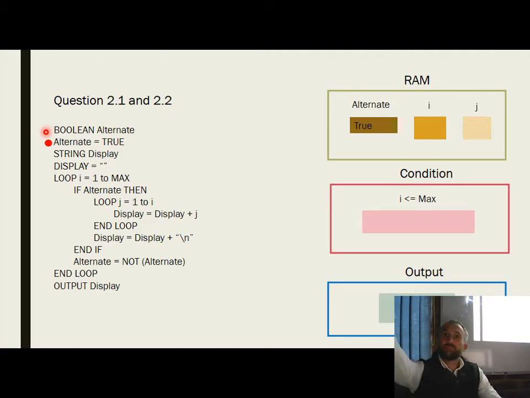Yes. So would Boolean mean that alternate could only be 1 or 0? Yes, in pseudocode we call it true or false, but numerically in RAM it would be a 1 or a 0. So yes, only 2 options, but in pseudocode we refer to it as true if it's a 1 or false if it's a 0.